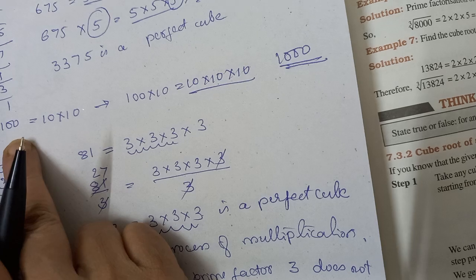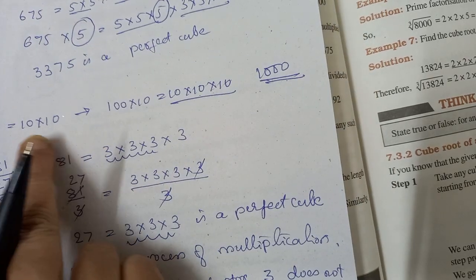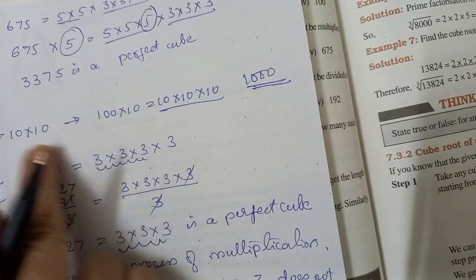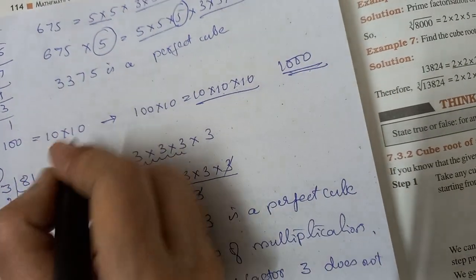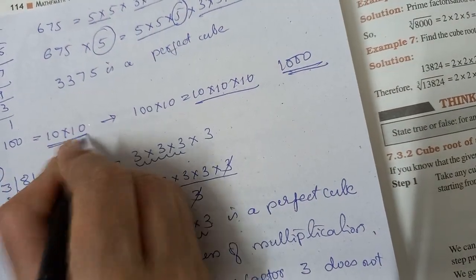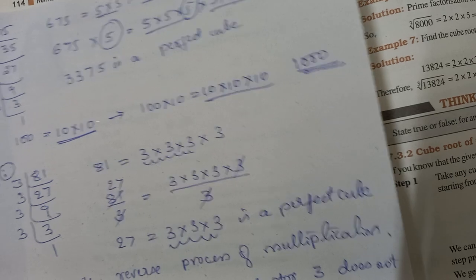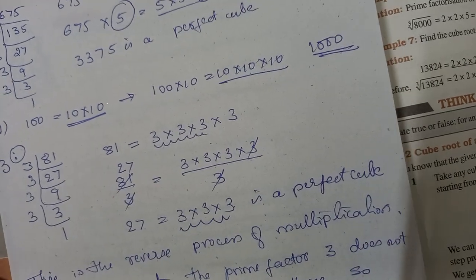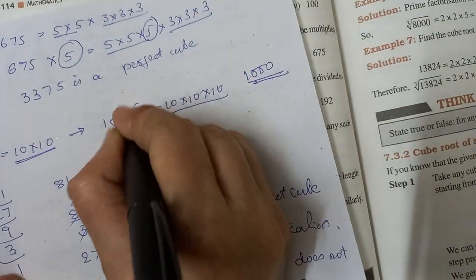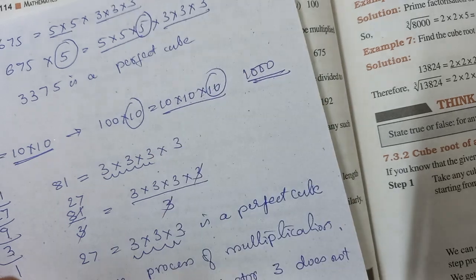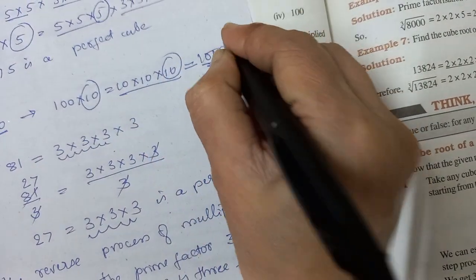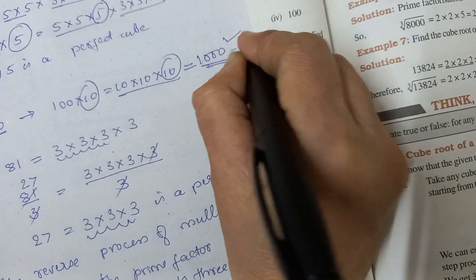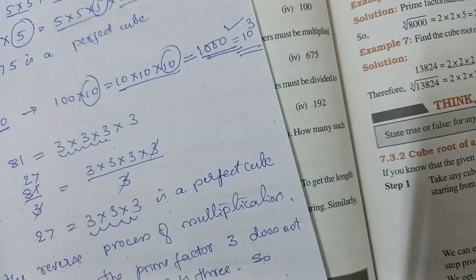And the fifth one, 100 is 10 into 10. That gives you only 2 prime factors of each. To make it a perfect cube, we have to multiply by 10, so that the product is a perfect cube. It is 10 cube. Correct?